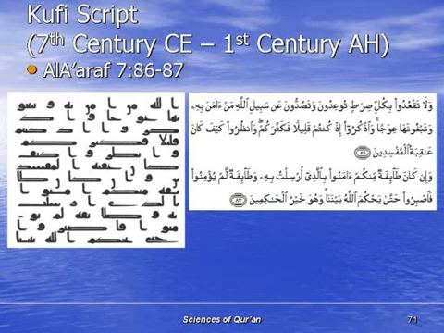This is taken from Suratul A'raf, verse number 86 and 87. It actually doesn't start from 86. If you see the word Allah here, it starts from here. Sabilillahi, man amana bihi. Let me recite it and you try to compare. Just look at this one and see if you can match it up.